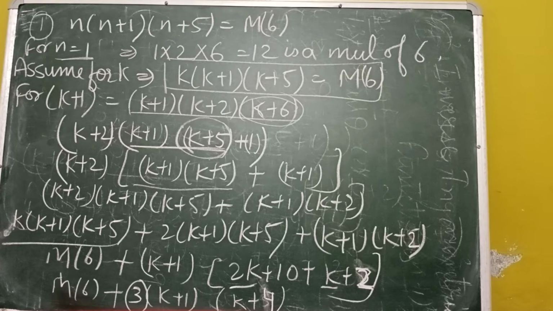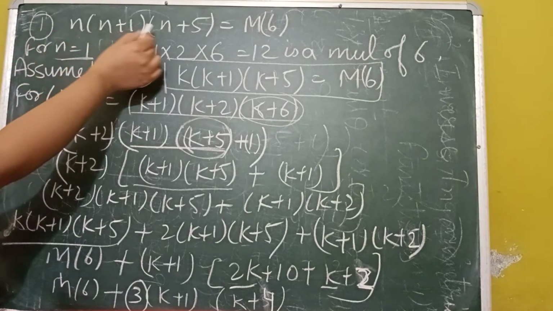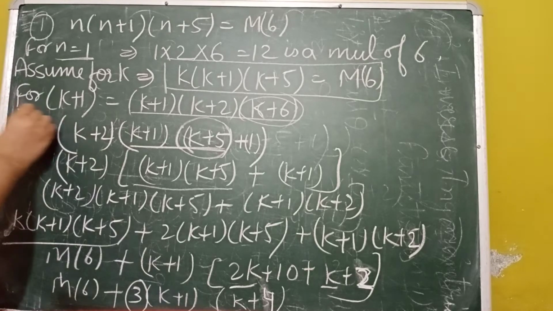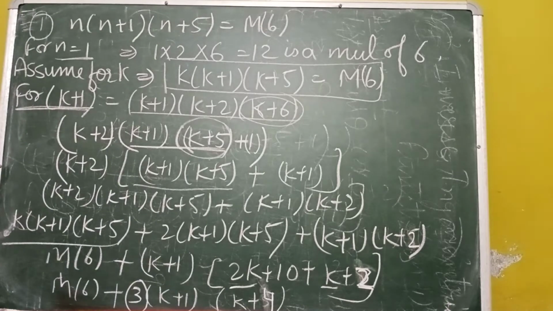First of all, I have taken n equal to 1, that is 1 into 2 into 6, which is 12, and that is surely a multiple of 6. Then we have assumed it for k(k+1)(k+5), as it is already given that it is a multiple of 6. For the next step, we have to prove that for k plus 1 also this will be valid.